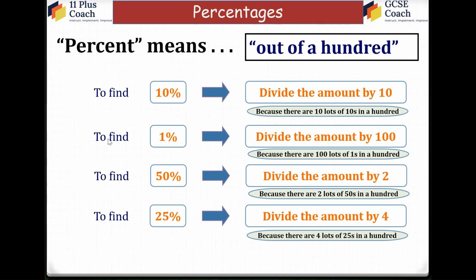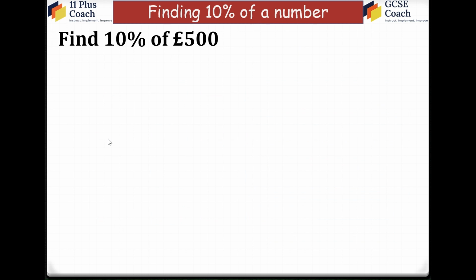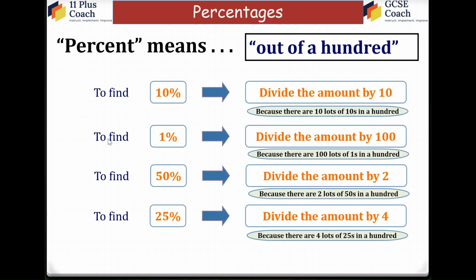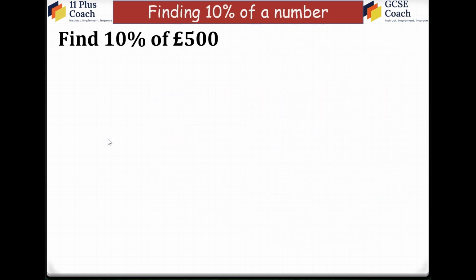You simply find the 50% first, and then find the 25% next, by halving the number first to find 50%, halving again to find 25%. Add the two together and that will give you 75%. Hopefully that makes sense. Okay, let's get on with some examples.